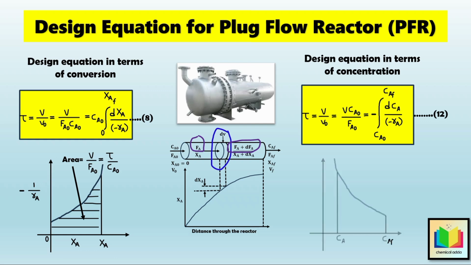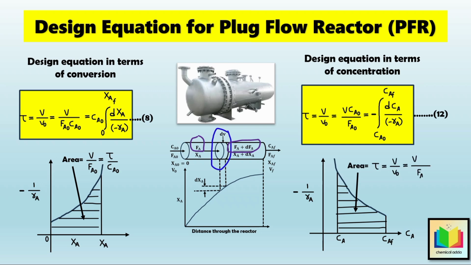In the second graph, we represent the same equation but in terms of concentration. Here, on the x-axis we have Ca, and on the y-axis again we have minus 1 by Ra. Here, as the reaction proceeds, the concentration of A decreases from Ca0 to Caf, and the shape of the curve is reversed compared to the previous one. Again, according to equation number 12, similarly, the area under the curve represents the reactor volume. So, both graphs mean the same thing. The area under the minus 1 by Ra curve gives the reactor volume required to achieve the desired conversion. So that's how we derive and interpret the design equation for a plug flow reactor, both mathematically and graphically.